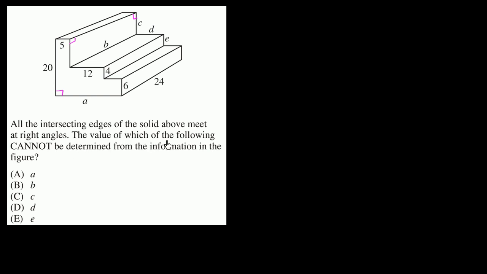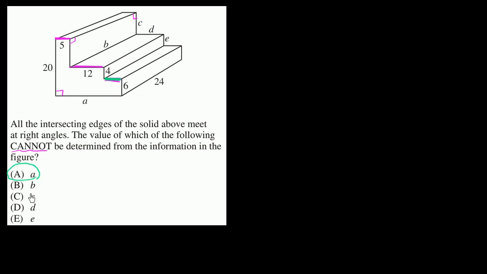The value of which of the following cannot be determined from the information in the figure. So can we figure out what A is in this figure right over here? So let's see. A is going to be equal to 5 plus 12 plus whatever this is right over here. And it isn't obvious to me how to figure out what this thing right over here is. I can't figure out what this green section is. I need to figure that out in order to figure out what A is going to be. So actually, I would just go with A.